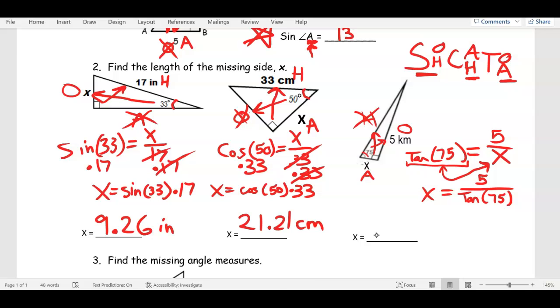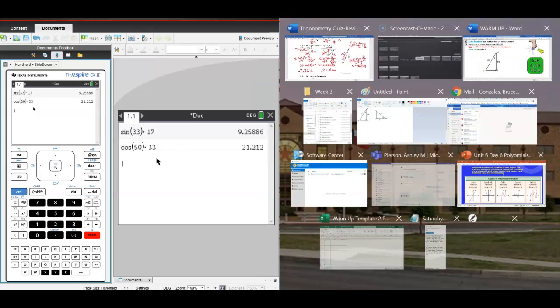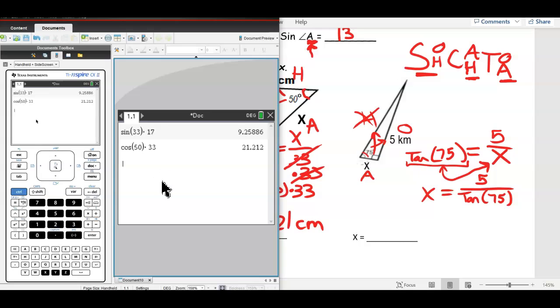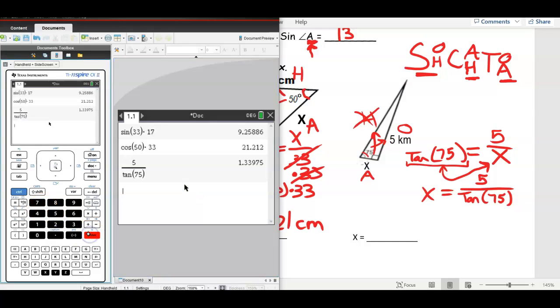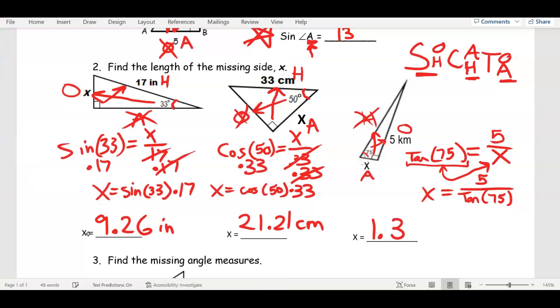So now I can put in 5 over tan 75 into my calculator. 5, divide, go to trig, tan 75. 5 over tan 75 gives me 1.339. The 9 makes the 3 round up to 4, 1.4. And my units of measure are kilometers, very big.